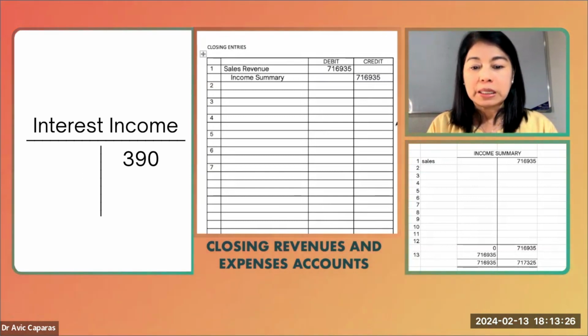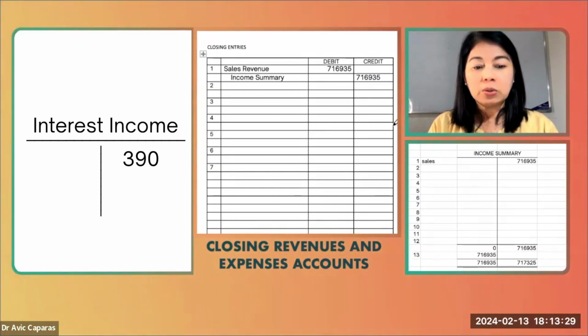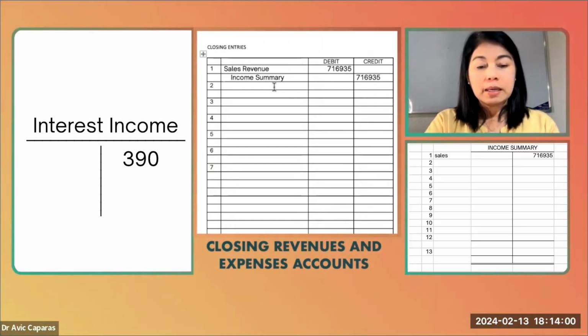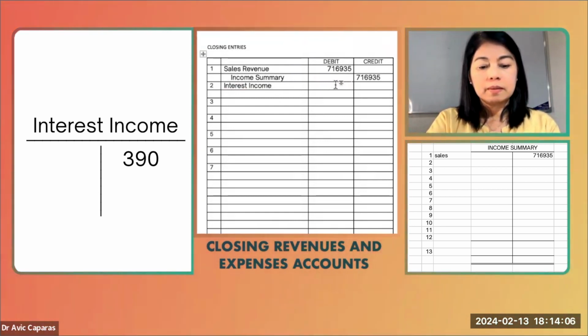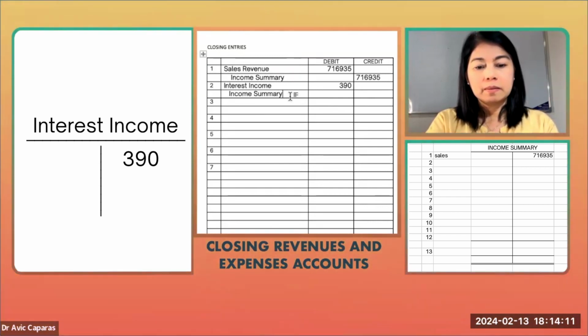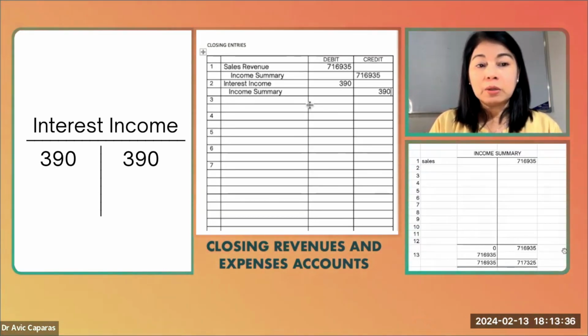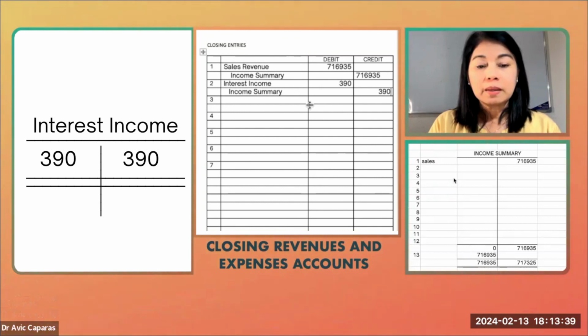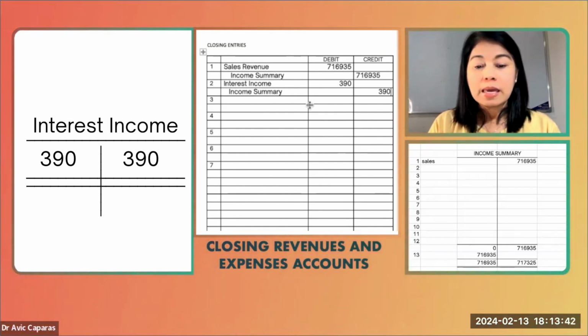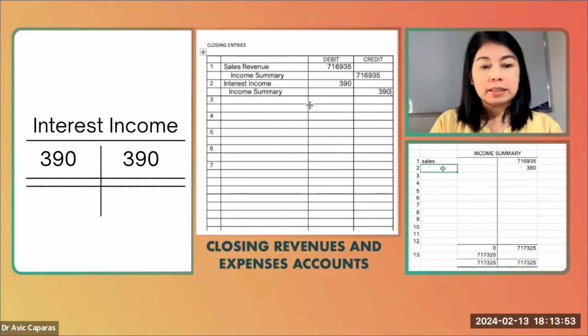There is interest income for 390. To close that, we are going to make a debit to interest income, and then income summary, $390. And we're going to close this. And then we are going to make a credit to income summary, 390, this is interest income.